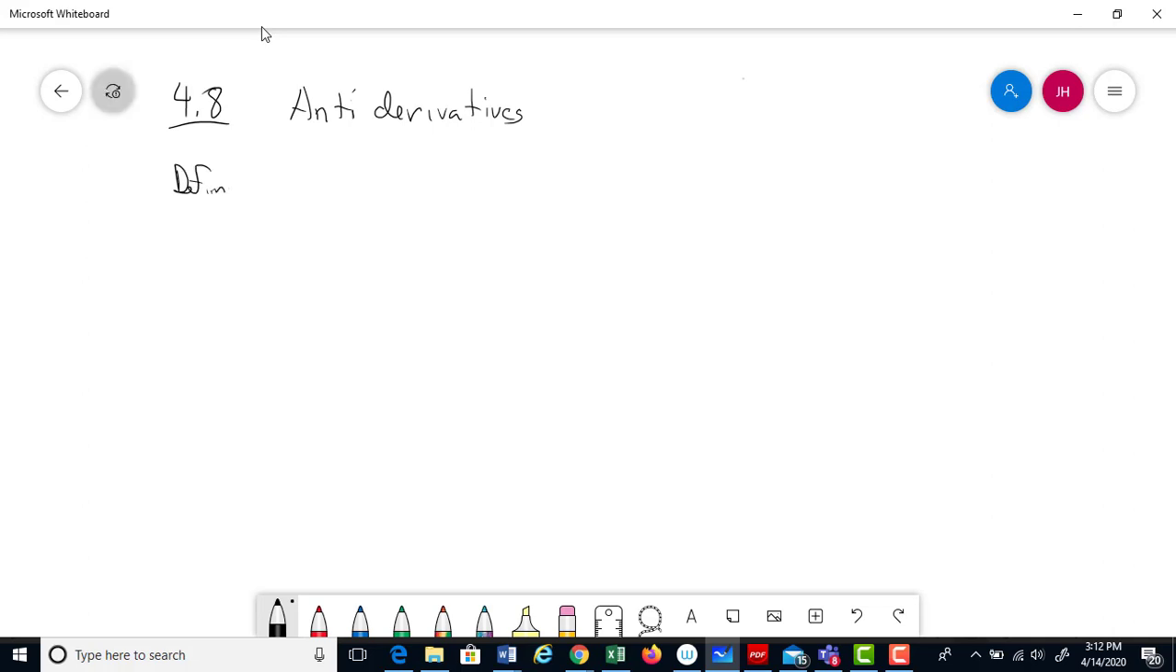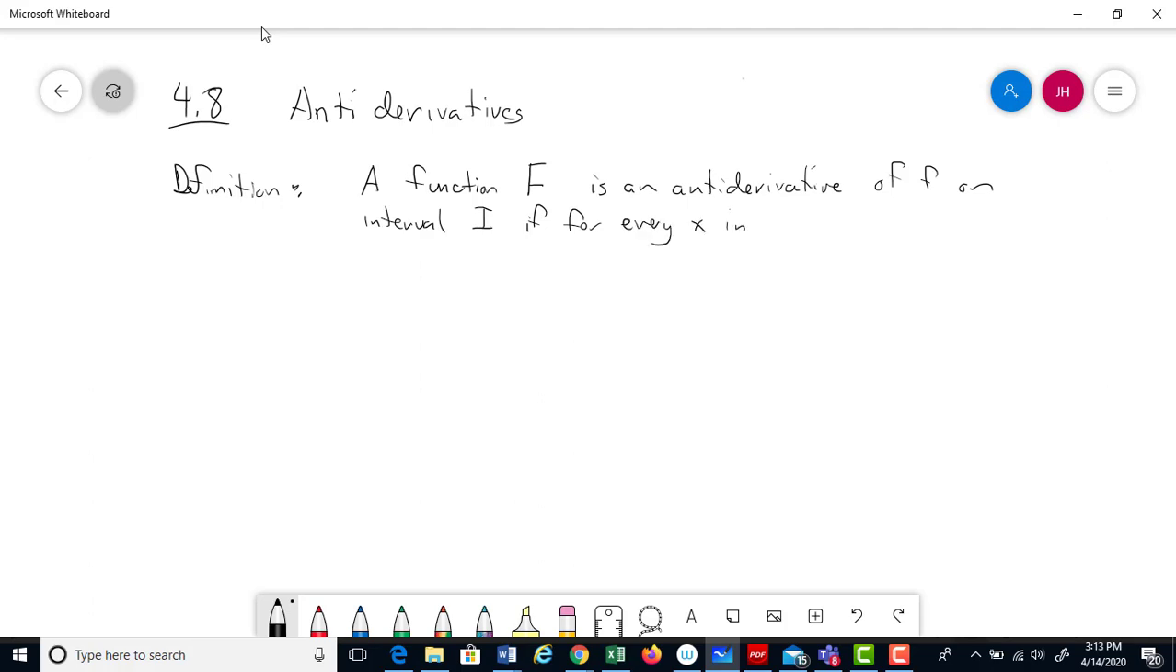So, definition. A function capital F is an antiderivative of little f on interval I if for every x in I, capital F prime of x is equal to f of x.